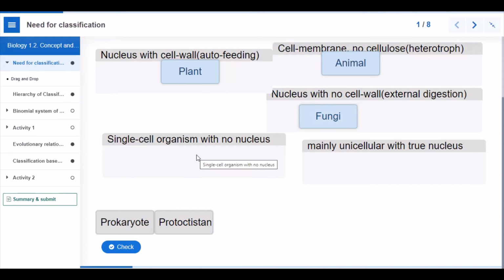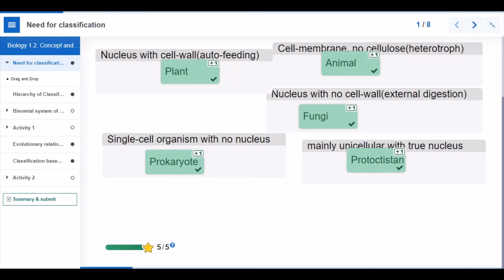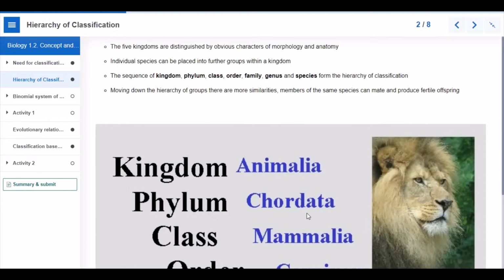Single cell organisms with no nucleus, those are prokaryotes. And the last one, mainly unicellular with true nucleus, that's protoctists. Let's check. All correct. Now, the five kingdoms are distinguished by obvious characters of morphology and anatomy.